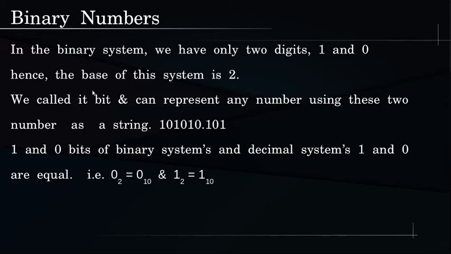Binary number. In the binary system, we have only two digits, 1 and 0. Hence the base of this system is 2. We call it a bit and can represent any number using these two numbers as a string form. For an example, 101.010. 1 and 0 bits of binary systems and decimal systems are equal. That is, binary 0 is equal to decimal 0 and binary 1 is equal to decimal 1. They have the same value and the same meaning.